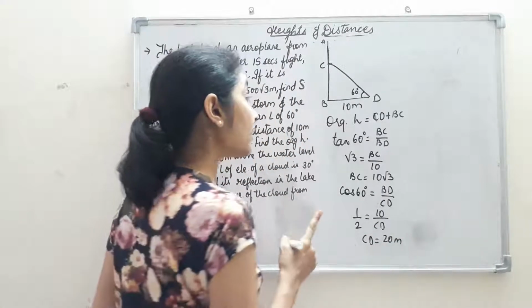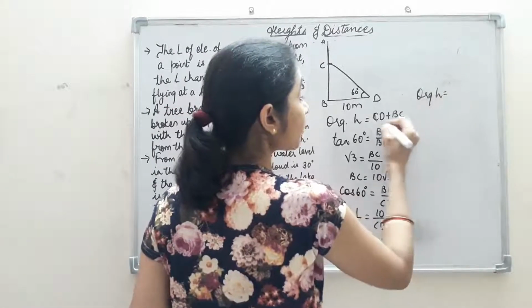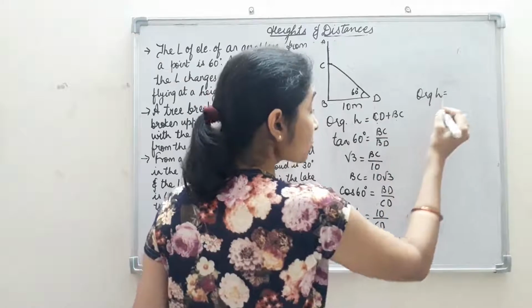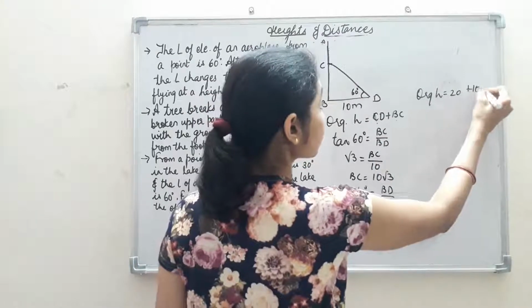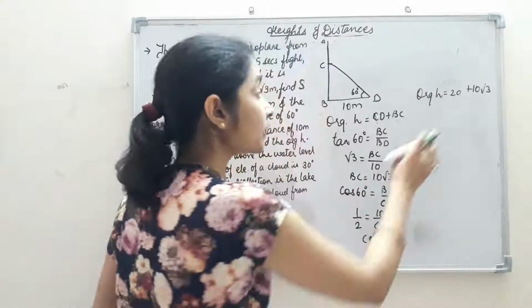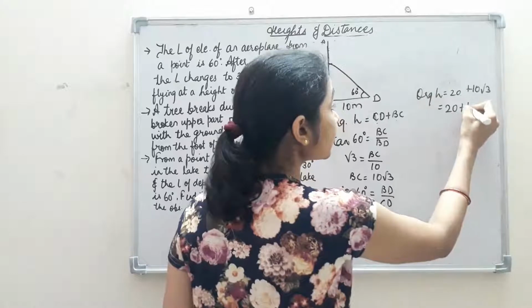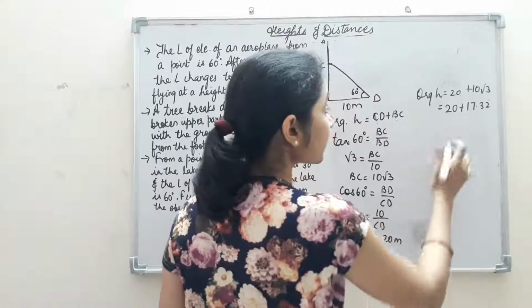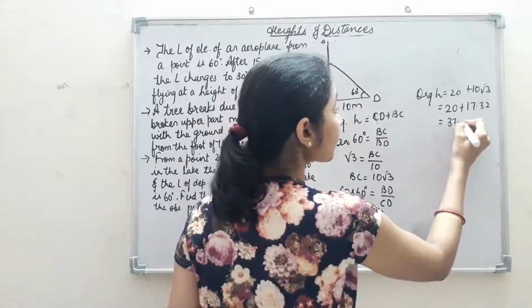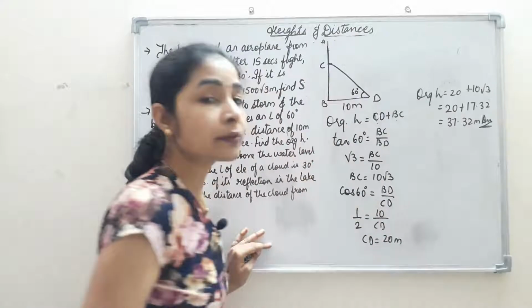So the original height of the tree is equal to, we have already written, CD plus BC. So 20 plus 10 root 3. Okay, so we'll just put the value of root 3 here. So 20 plus, it is 1.732, so it will change into 17.32 because we have multiplied here by 10. So we have got 37.32 meters. That is the original height of the tree.